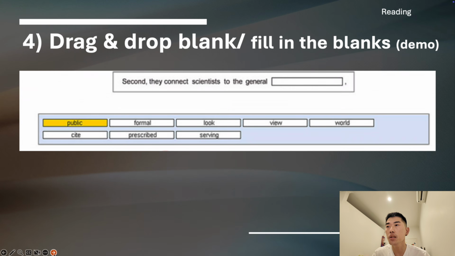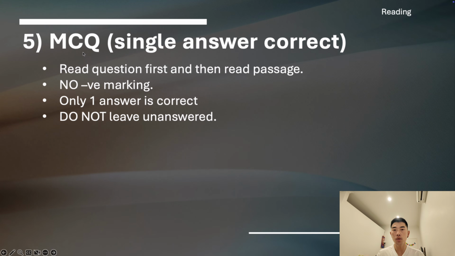And the last activity is MCQ. This is similar to the MCQ activity earlier, but the only difference is instead of multiple answers being correct, there is only one answer correct. Read the question first and then read the passage so that you again know what you're looking for in the passage. There is no negative marking, so don't leave the question unanswered. Even if you're unsure about the answer, just select one so that there is at least a chance that you might get it correct. This is all for the reading module for the PTE test.